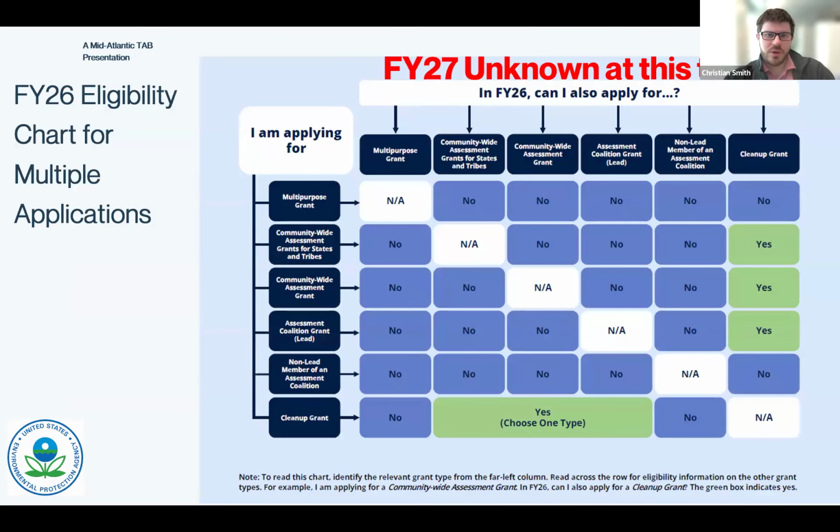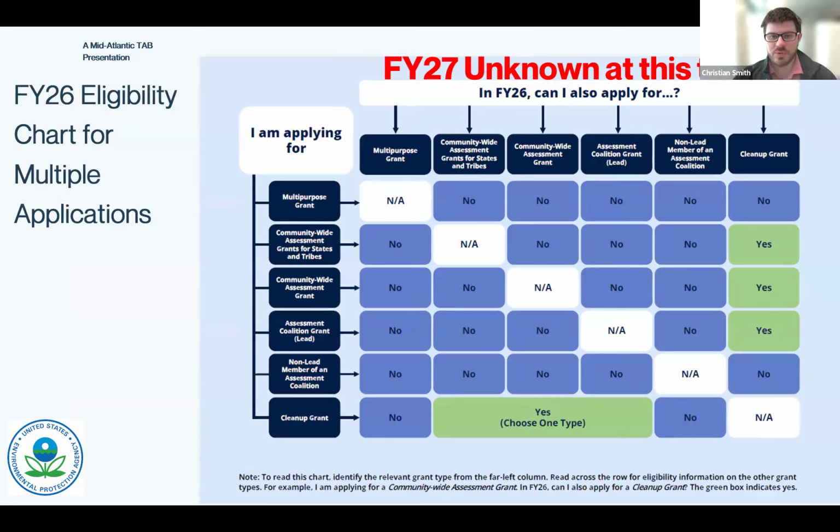Okay, so for fiscal year 27, we don't have all of the predicted data for our upcoming grant cycle. So these next couple slides are going to show what we've had from this past cycle. It's going to be pretty similar. I'll point out where there are some differences. It's subject to change, but for example, this will show you what you're eligible to apply for.